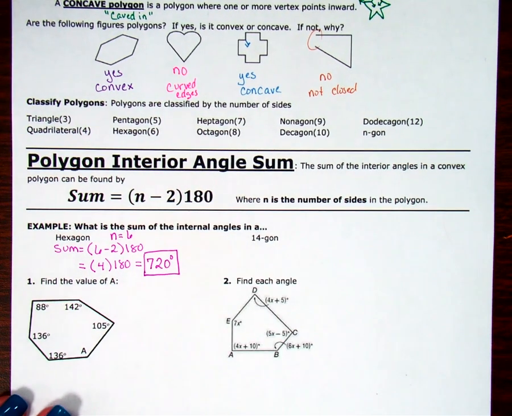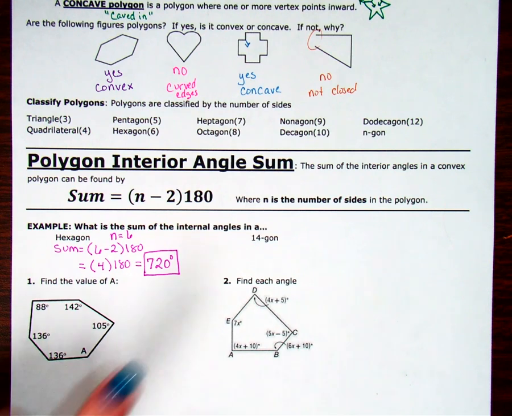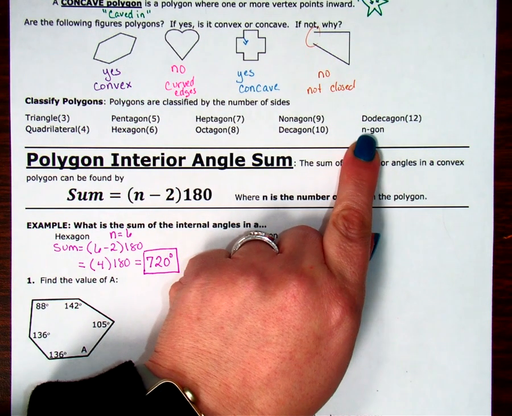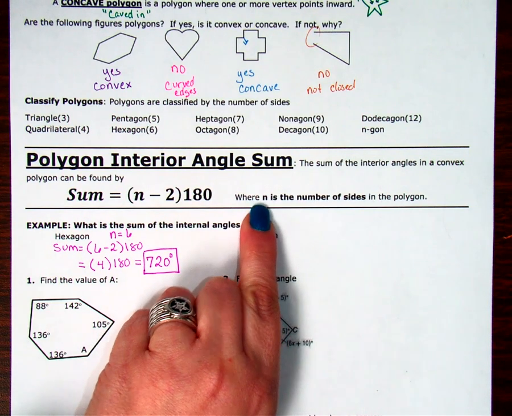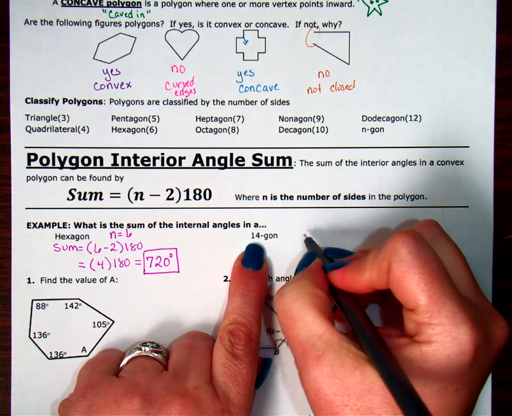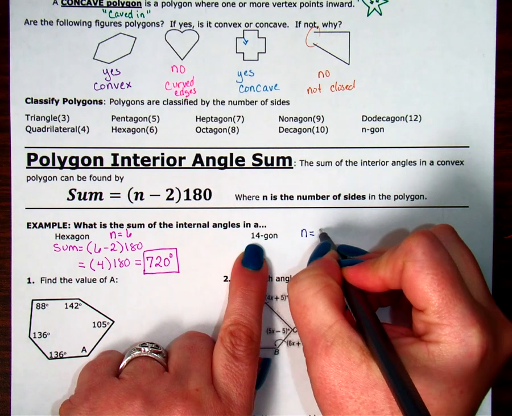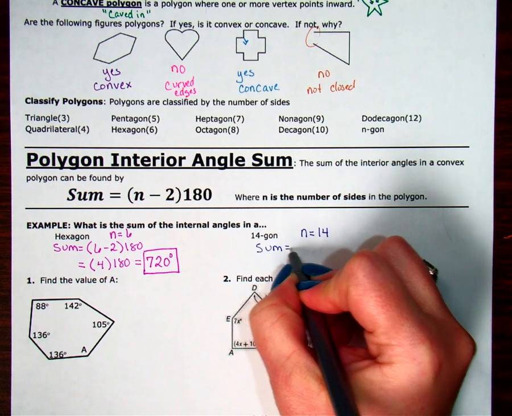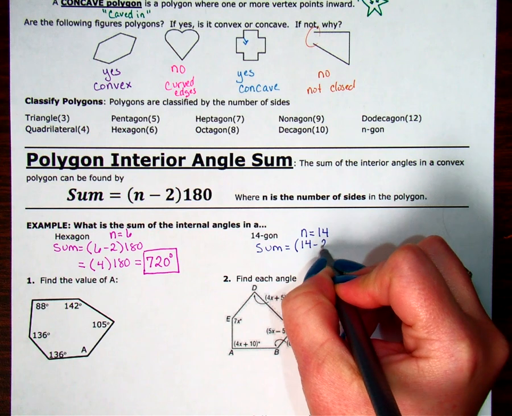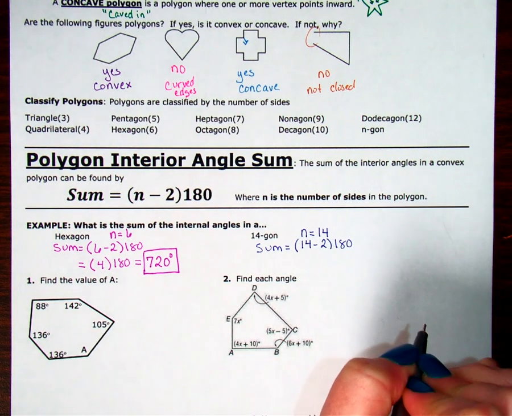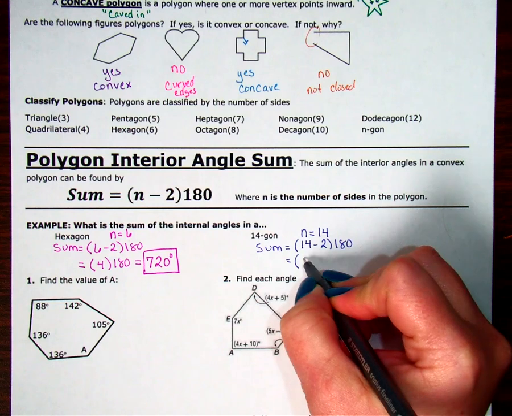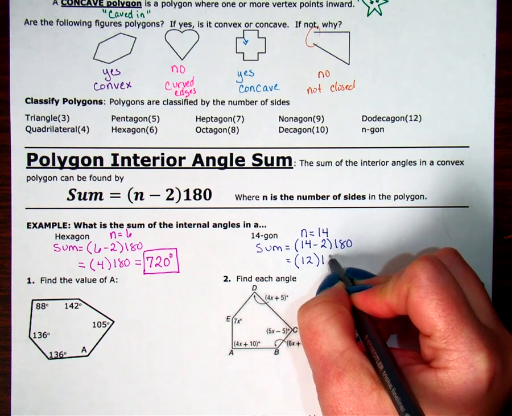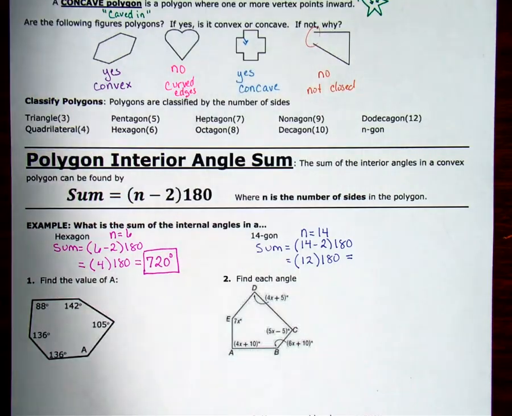Okay? The next one we're going to look at is a 14-gon. Remember, I said you don't have to memorize what we call something that has more than 12 sides, so we just call it an n-gon, and remember n is the number of sides. So I know that in a 14-gon, my value of n is going to be 14. So my sum is going to be 14 minus 2 times 180. 14 minus 2 is 12, so 12 times 180 will be my answer.